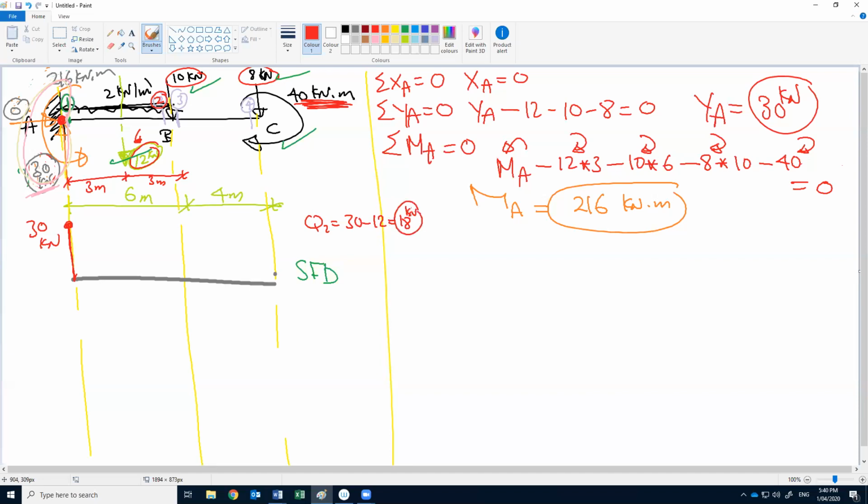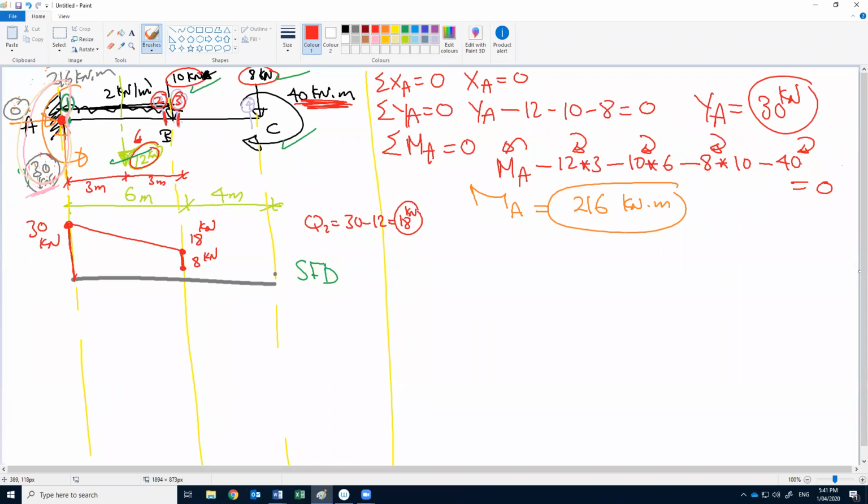18 above the datum or below the datum? Above, because it's still positive. So here will be 18 kilonewton above the datum, and we connect it with a straight line because we have a uniform load. From 2 to 3, what do we have? We have this force, minus 10. So from 18 to 8, because this force is applied from 2 to 3.